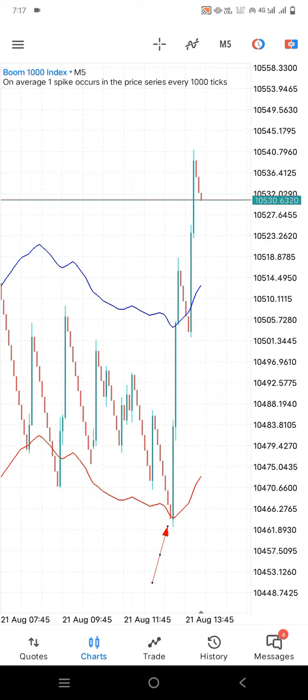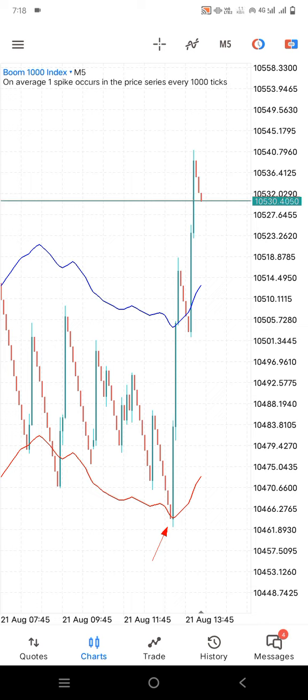Now wait for the confirmation. What will the confirmation be? You need to wait 2-3 candles. Once the market crosses this band, the arrow band, okay, after crossing, you are not going to open any trade. Wait for the market at least 2 or 3 candles.